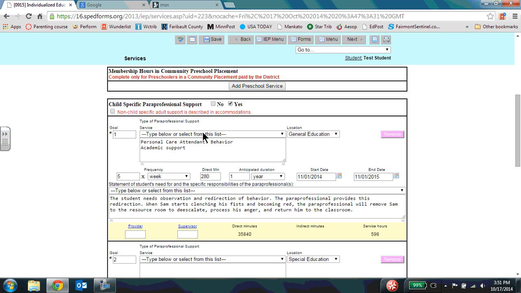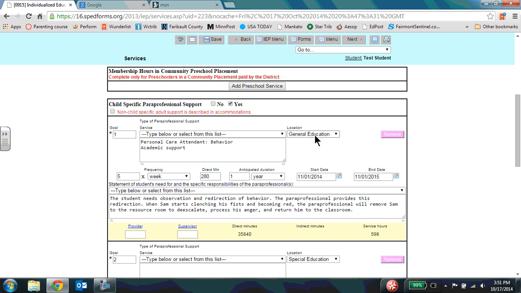Always lean towards a personal care attendant if you have behavior or transportation or other general types of needs. We would list personal care attendant. And the reason for that is because of third-party billing. And sometimes these students can come and go from third-party billing. So the other area that he needs would be some academic support.